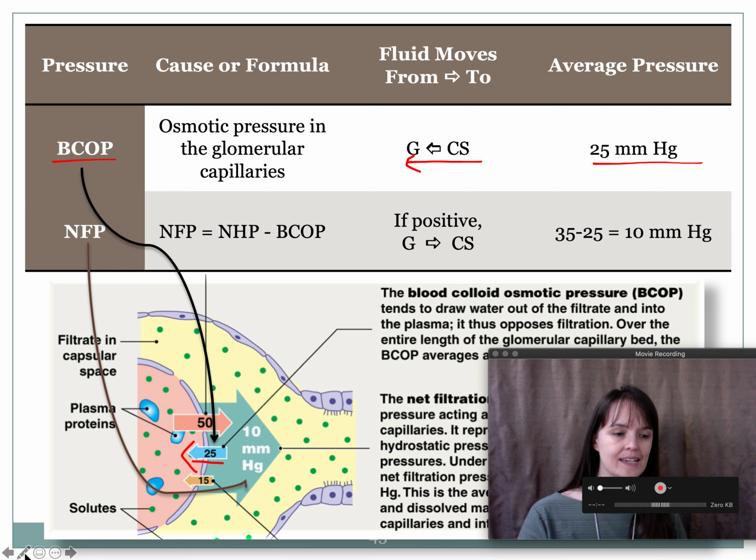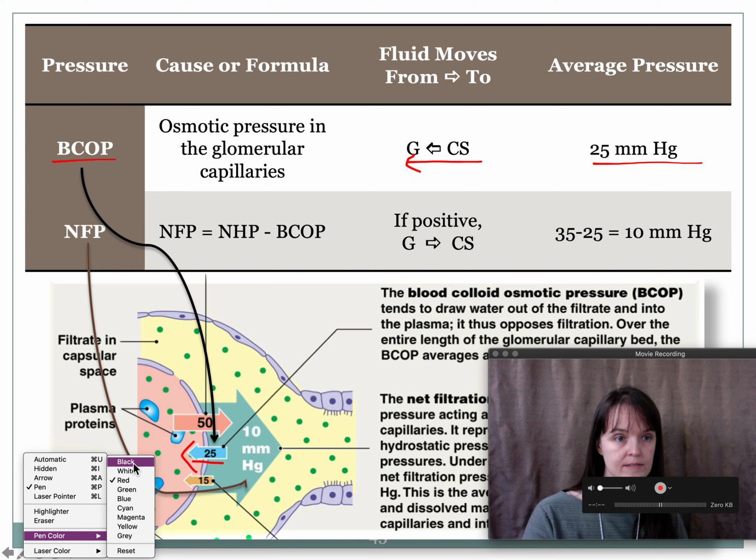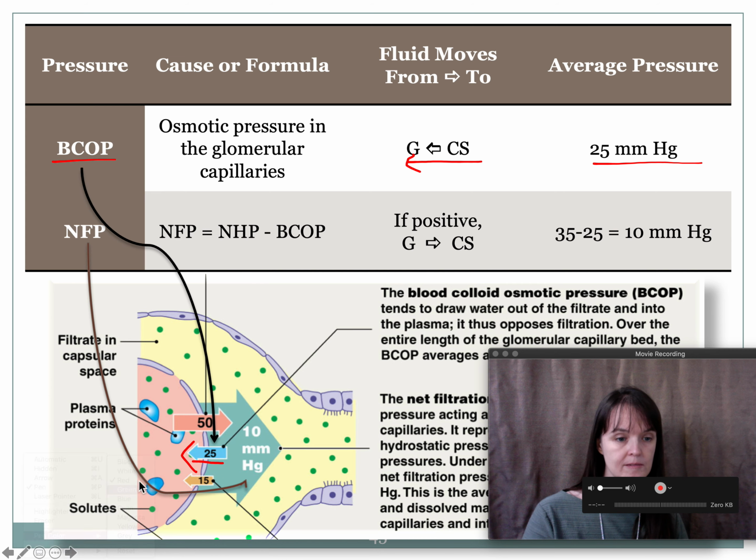And then the net filtration pressure, we have a brown. We need a brown. I don't think the gray would show. We did black. We haven't done green lately.